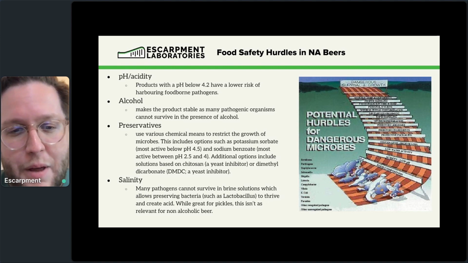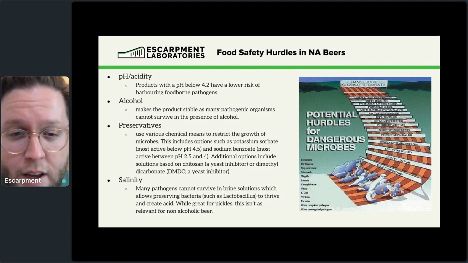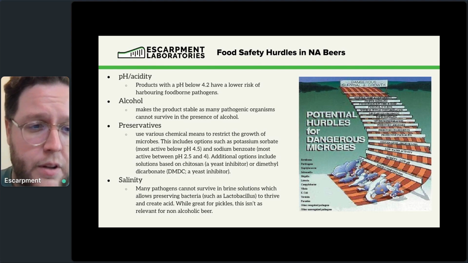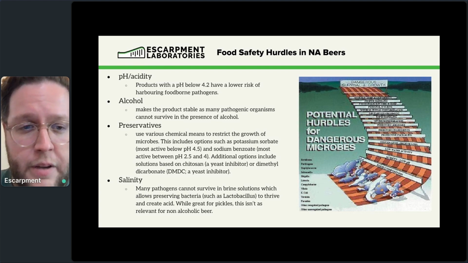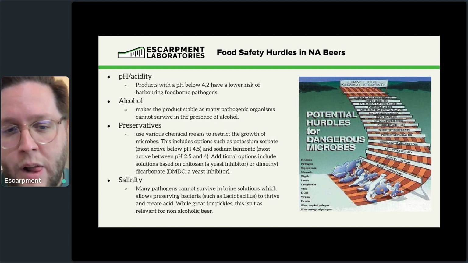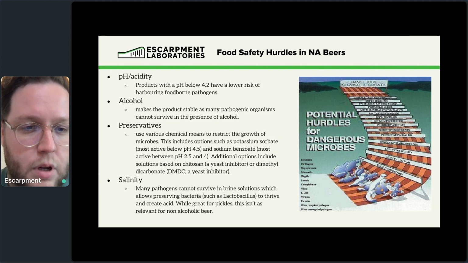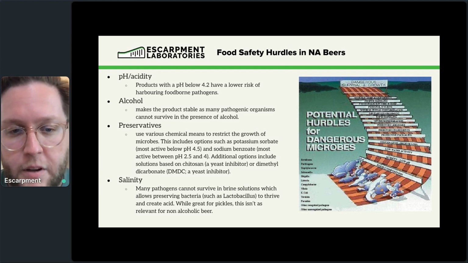And then DMDC, dimethyl dicarbonate, is great. It's also known as Velcorin, which is the brand name. It's an awesome yeast inhibitor, but it does require specialized dosing equipment, so it tends to be limited to larger facilities for that reason.